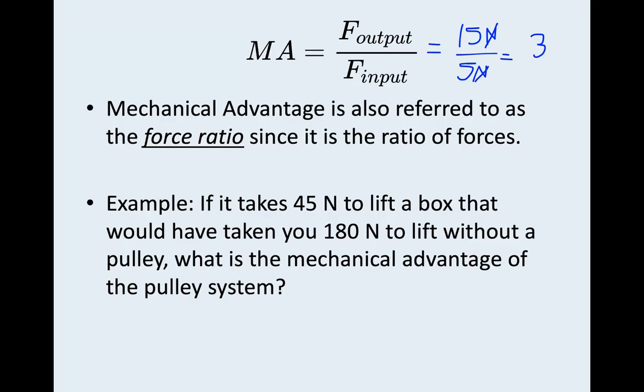Right, so example, if it takes 45 newtons to lift a box, that would have taken you 180 newtons without the pulley, what is the mechanical advantage? So I'm going to leave this one for you, but 45 newtons is what you do. This is your input. And 180 is our output.